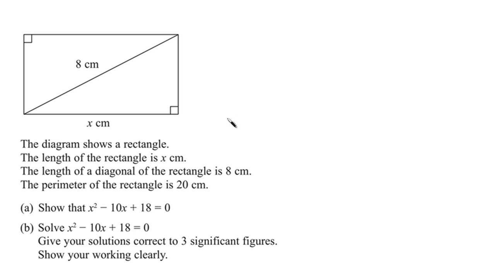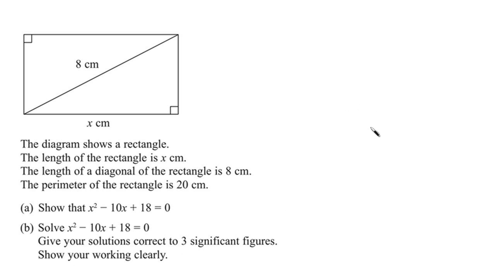So this is an IGCSE exam question, rather nice one. And what we've got here is a diagram of a rectangle that's been bisected diagonally. So we've got two triangles, and given this information, which is repeated down here but also on the diagram, we've got to A, show that x squared minus 10x plus 18 equals 0. And B, we've got to solve x squared minus 10x plus 18 equals 0, giving our solutions correct to three significant figures, showing our working clearly.